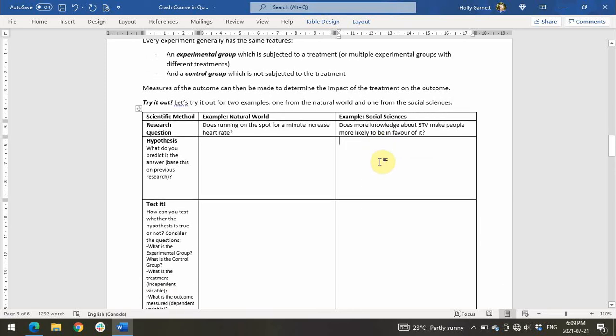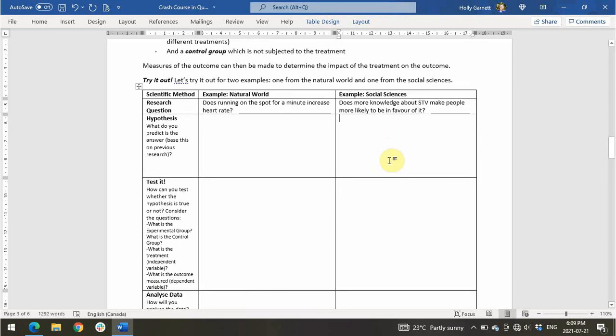So I did an experiment about knowledge about single transferable vote, which is an electoral system. Does it make people more likely to be in favor of it? So I thought that, yeah, if you know more about it, you're going to be more willing to reject the status quo of the single member plurality system we have. And therefore you're going to be more likely to say, yeah, like I know about it now, it doesn't seem scary, I'm gonna be willing to try it out.